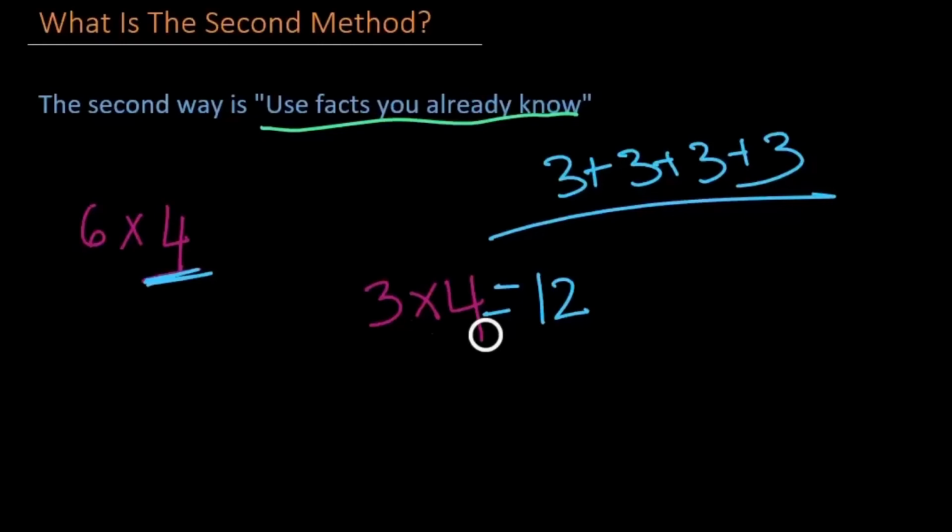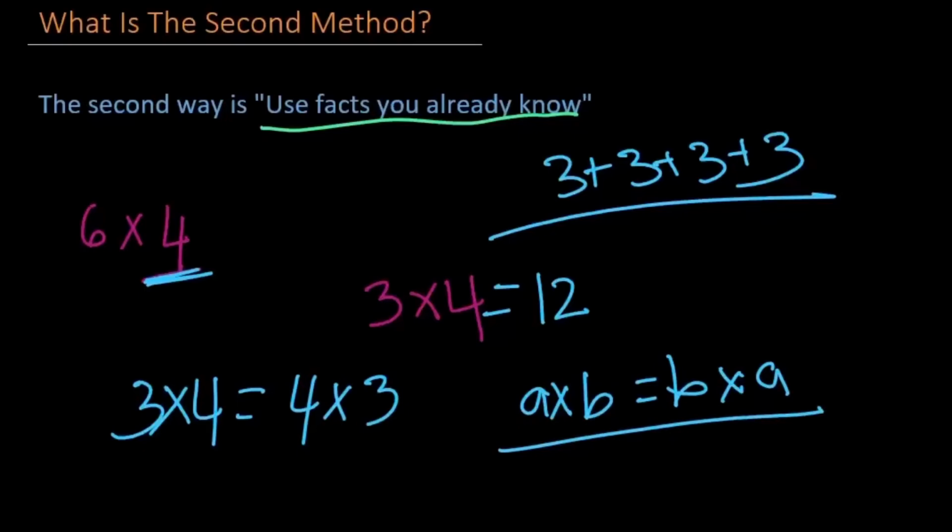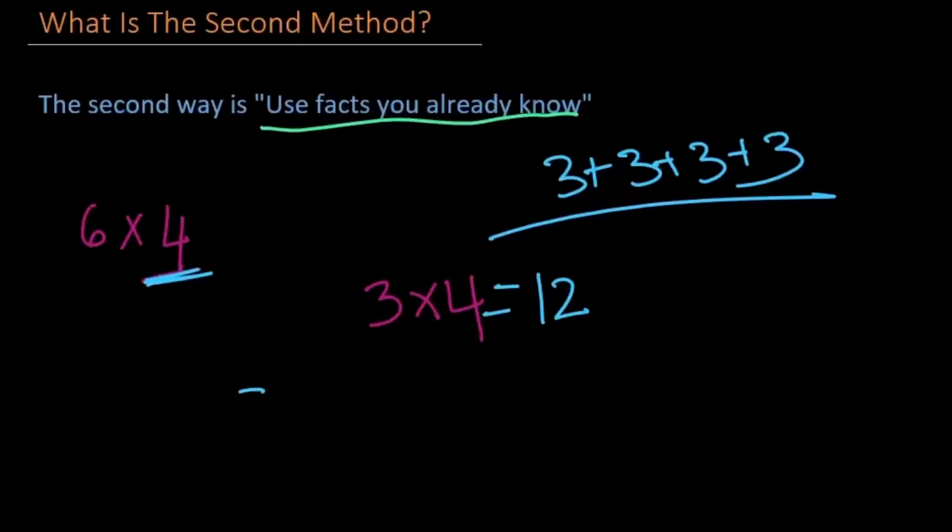So the commutative property of multiplication is basically just 3 times 4 equals 4 times 3. You can switch these numbers around, and either way you get the same answer. This is basically just A times B equals B times A. If you learned the commutative property of addition, this is the same thing. Nothing changes except the multiplication sign in the middle. So that's the only difference. But anyway, if we keep doing our problem, we get 12.